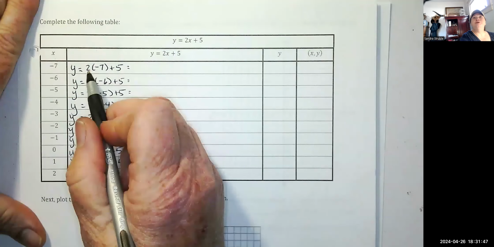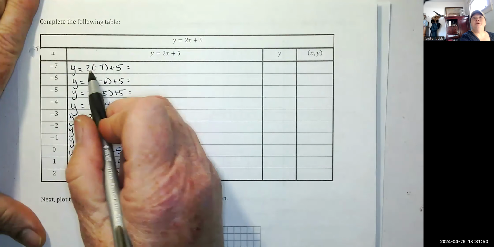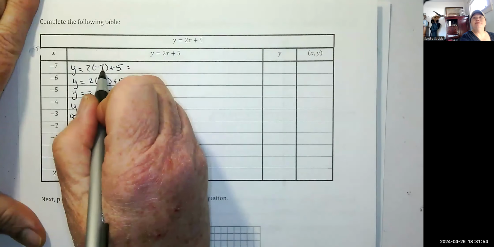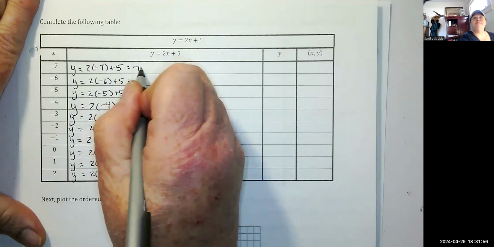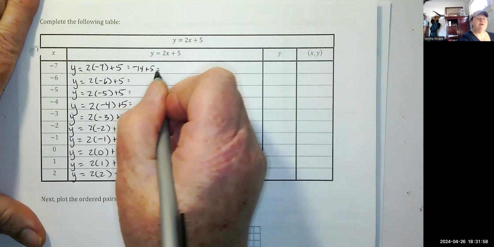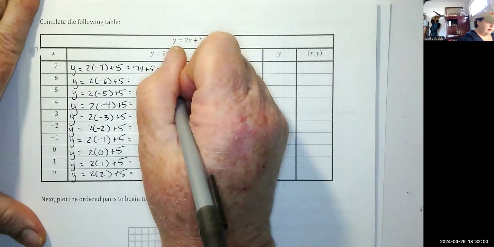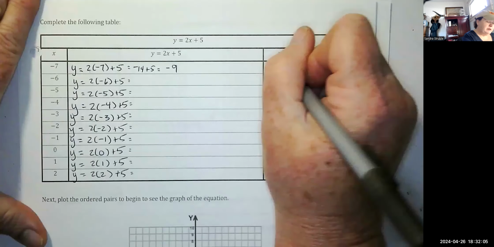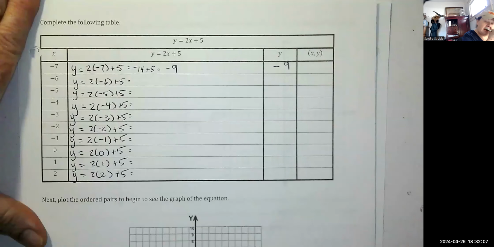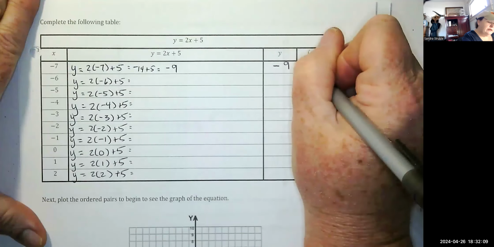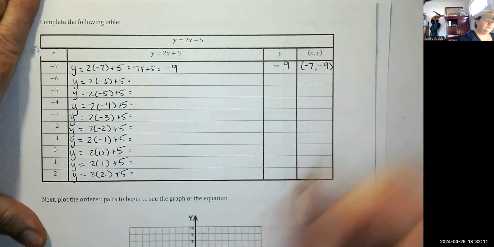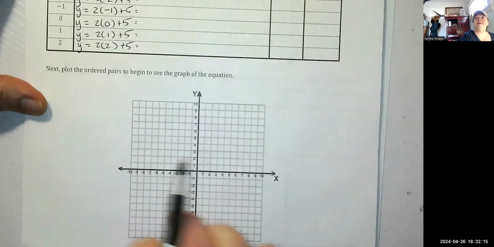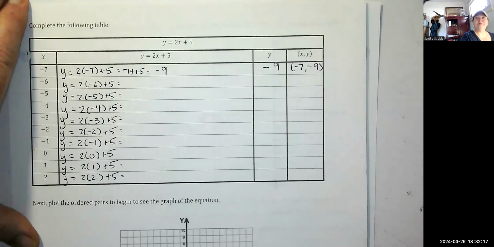All right, we're going to do order of operations. We're going to multiply, and then we're going to add the 5 for all of these. 2 times -7 is -14 plus 5. I'm just going to keep going with this. And that's equal to -9. So when x is -7, I'm going to come over here and put -9. And that creates the ordered pair -7, -9. Once we get through with all of these, we're going to come down here and plot those ordered pairs so you can see what it looks like.